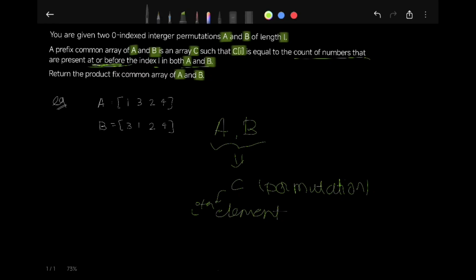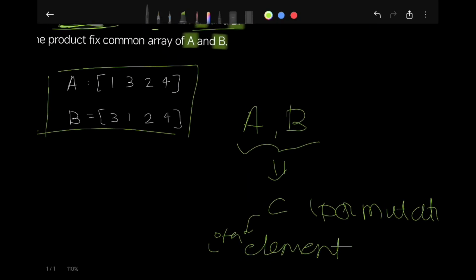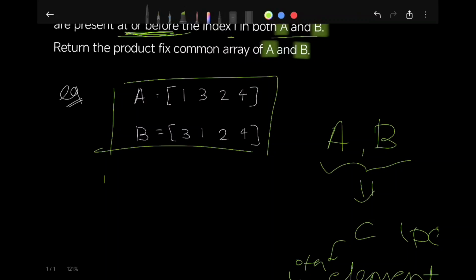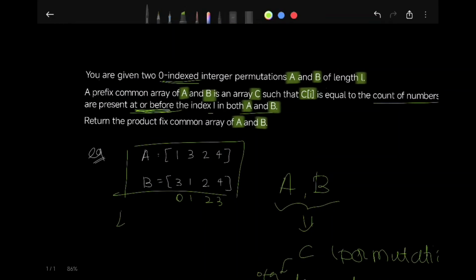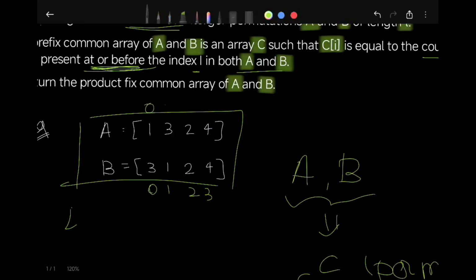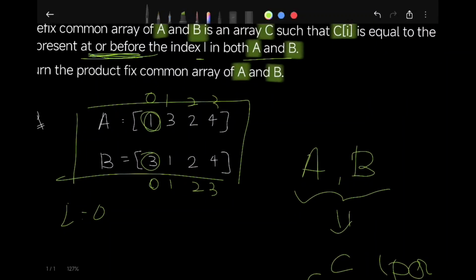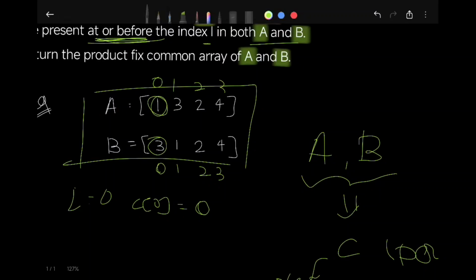So if we take these two arrays as an example, let i be an iterator. These are the indexes of our arrays: 0, 1, 2, 3, because we are given 0-indexed arrays. So at i equals 0, in A we have 1 and in B we have 3. We don't have any common elements in A and B at i equals 0. So C of 0, the 0th element of C, will be 0.